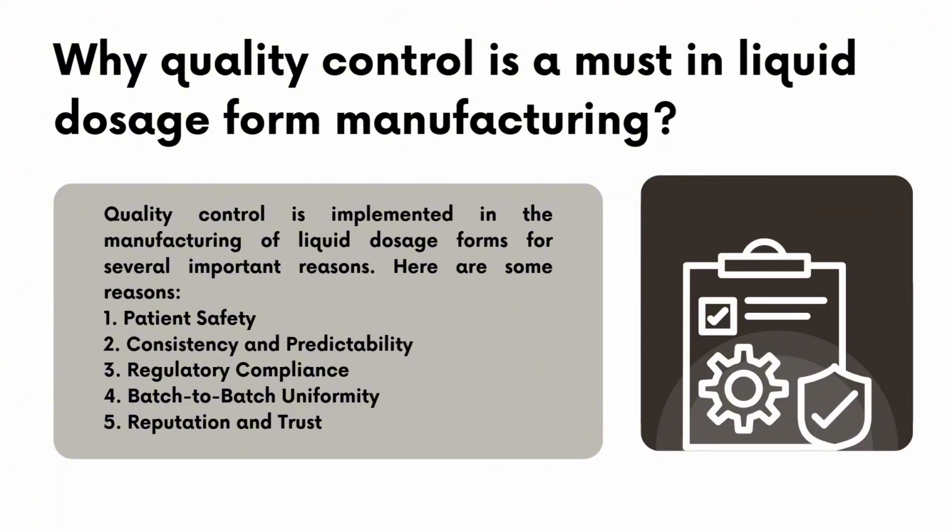Thirdly, the regulatory compliance. Here in Saudi Arabia, we have the Saudi FDA. It's the authority that is responsible for regulatory affairs. Fourthly, the batch-to-batch uniformity. We are manufacturing millions and millions of the drug. All should be the same, all should have the same criteria. Fifth and last, the reputation and trust. Every company is seeking this point.